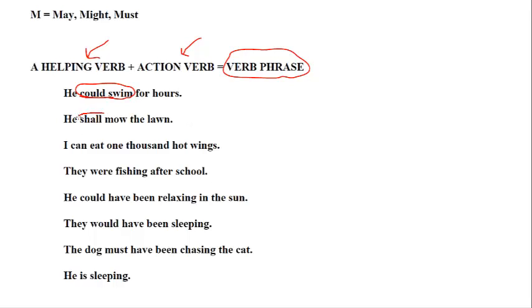He shall mow. Can eat 1,000 hot wings. They were fishing. He could have been relaxing. All right? Helping verb, helping verb, helping verb, action verb. All right? You'll notice that at the end of our verb phrase is going to be an action verb.